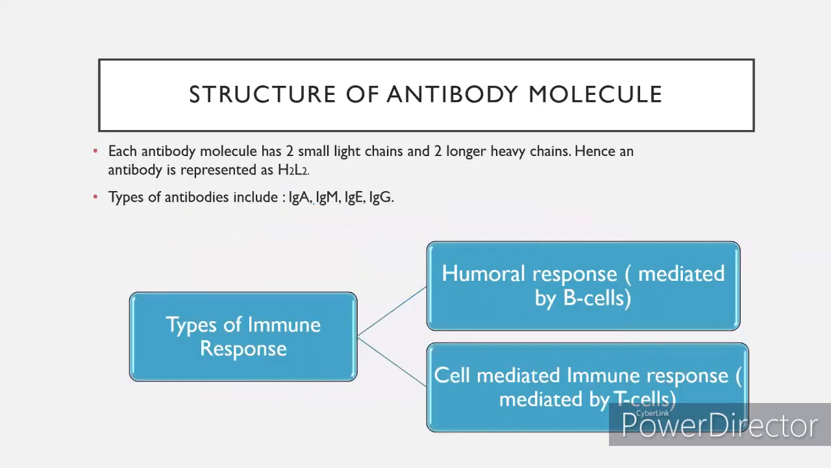So each antibody molecule has two small light chains and two longer heavy chains. An antibody is represented as H2L2. H as in heavy chains, L as in light chains.